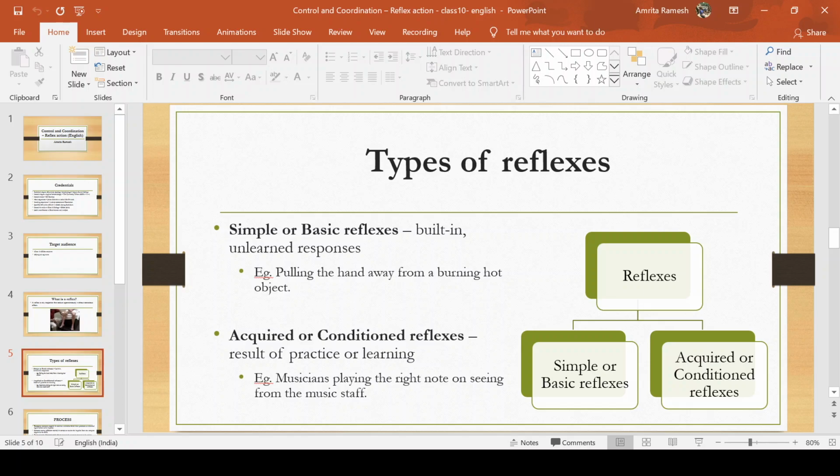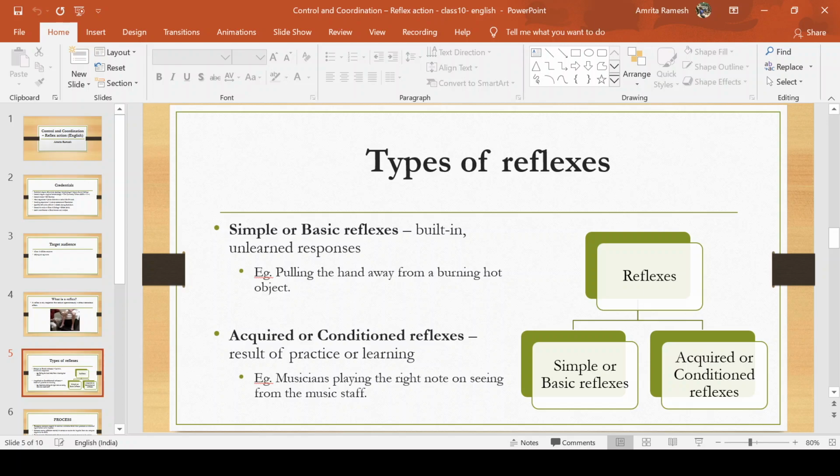For example, if you touch a hot object, or if you put your hand on a thorn, by mistake you happen to touch a thorn. What happens at that time? Do you really think, am I touching a thorn? What am I supposed to do? What is this? We don't analyze. We quickly pull our hand back. Similarly, if we hit any object, we quickly pull our leg back. So this is a simple or basic reflex.